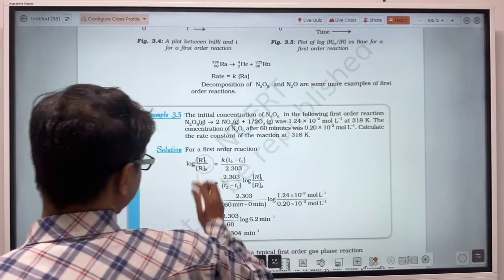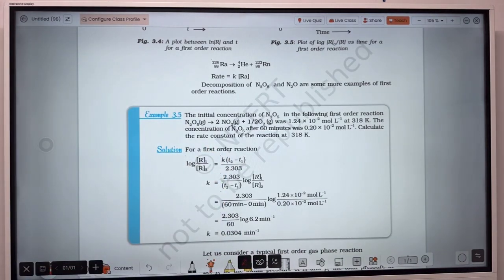So let's see here. There is a reaction. Let's read the question. The reaction is nitrogen pentoxide decomposing into nitrogen dioxide and oxygen. The initial concentration of the reactant N2O5 has been given, that is 1.24 into 10 power minus 2 mole per liter. The concentration of N2O5 after 60 seconds has also been given. Calculate the rate constant of the reaction.